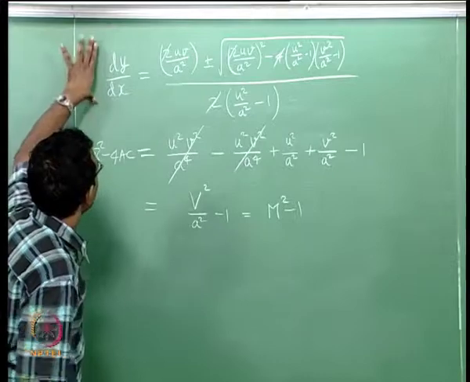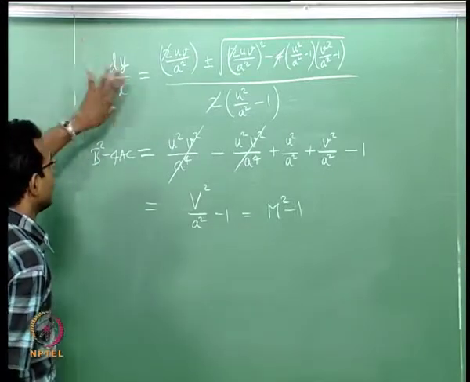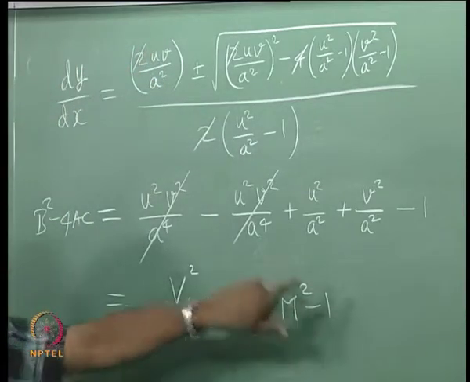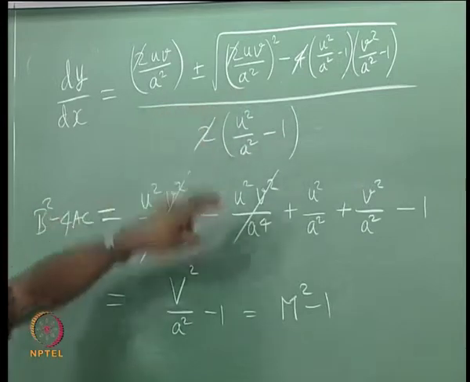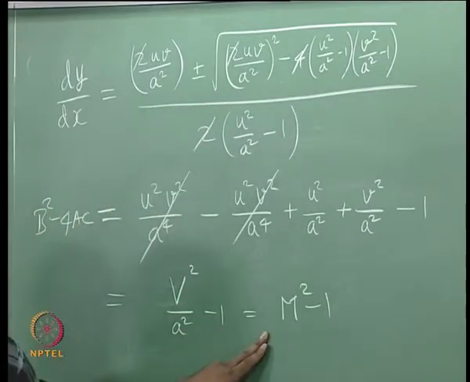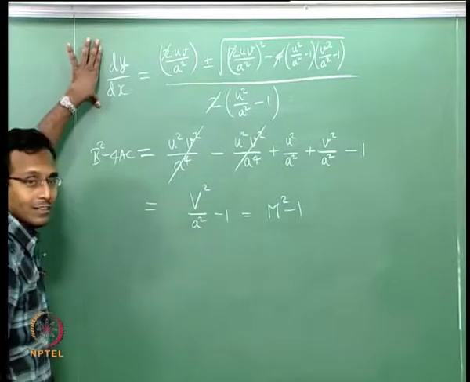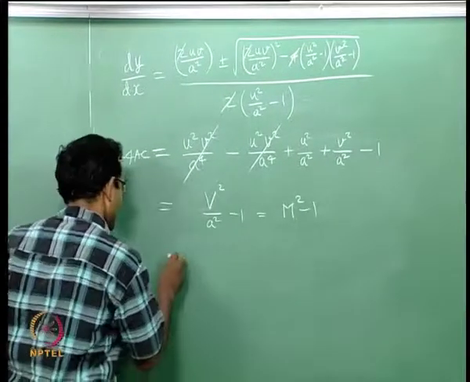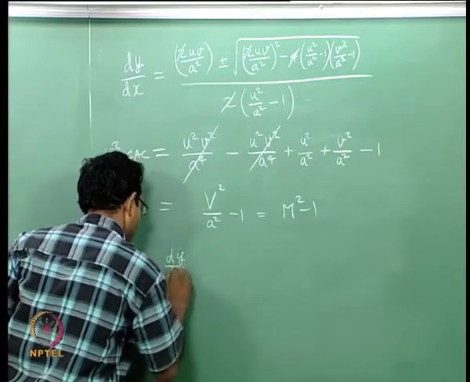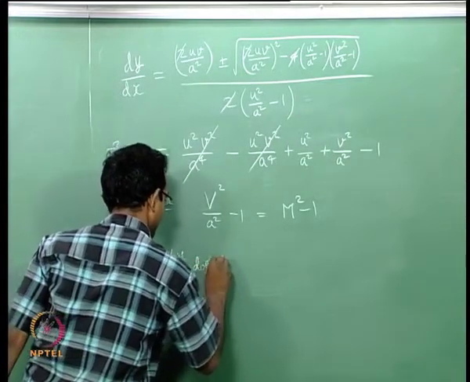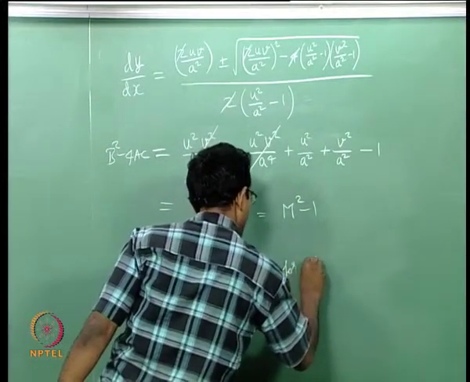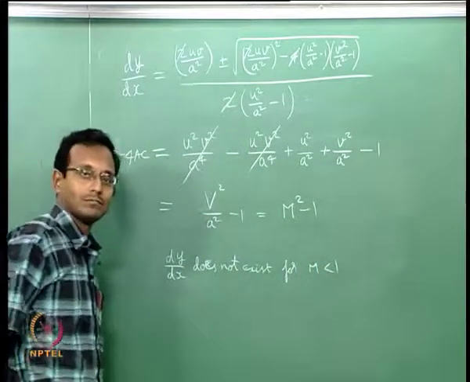Now, I will go back and look at my dy by dx expression. I am saying inside the square root, I am going to have M square minus 1 finally. If this is M square minus 1, it can have a possibility of going negative, right? If Mach number is less than 1, my square root goes negative, which means I do not have really a real dy by dx direction. It is going to be complex, which means it is not real, it is not true. So, dy by dx does not exist for M less than 1. Okay.